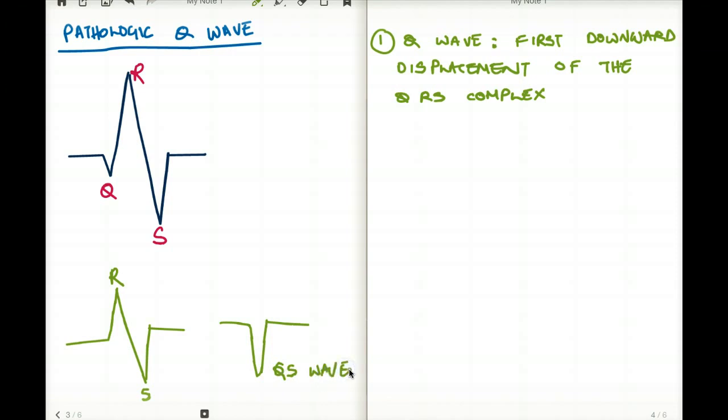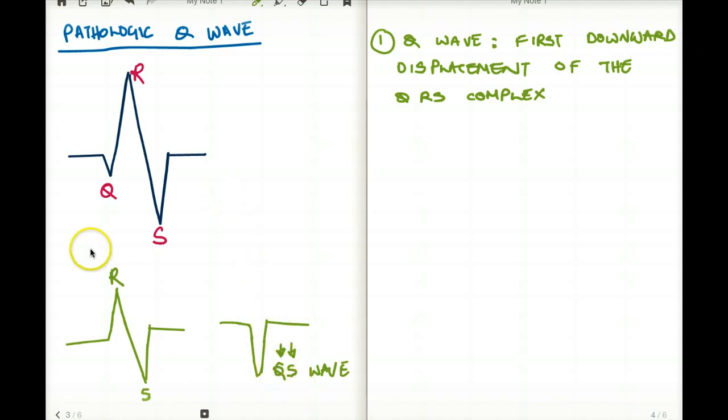And if you are looking for a Q wave, then you take this as a Q wave. If you're looking for an S wave, you take this as an S wave. Depending on what you're looking for, you use it to your advantage. If you're looking for a Q wave, this is what you interpret. If you're looking for an S wave, this is what you interpret in a QS wave.